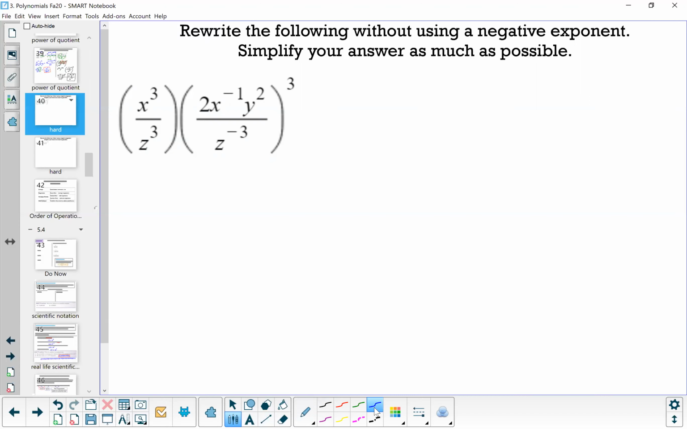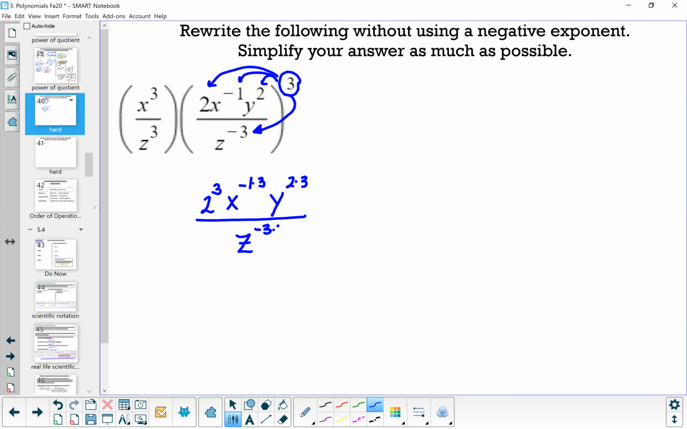So then the next part is evaluating exponents, and that means distributing this exponent of 3 outside of parentheses across the multiplication in the numerator and into the denominator. So essentially we're going to have 2 cubed and x to the negative 1 cubed. So we have negative 1 times 3, and y squared cubed, or y to the second times 3, over z to the negative 3 cubed, or negative 3 times 3.